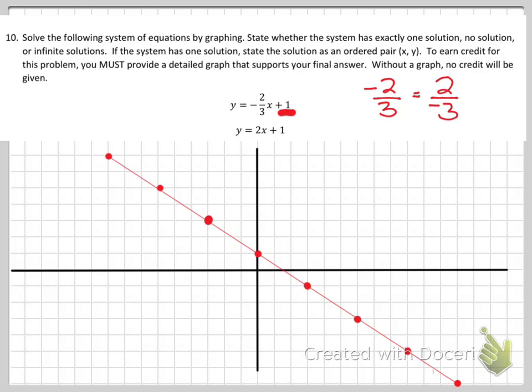Okay, let's graph the other guy. So 2x plus 1. So already we're at 1, so we kind of found the point of intersection anyways. But to get full credit, we also need to finish graphing this line. So remember, our slope is 2 over 1. Okay, so that's positive 2 over positive 1.